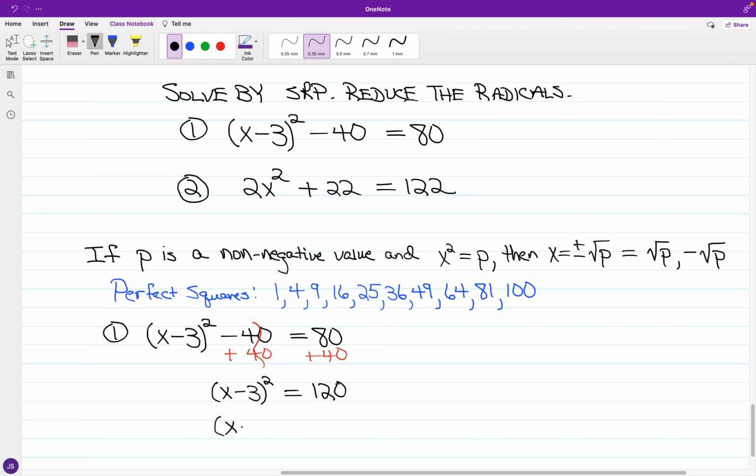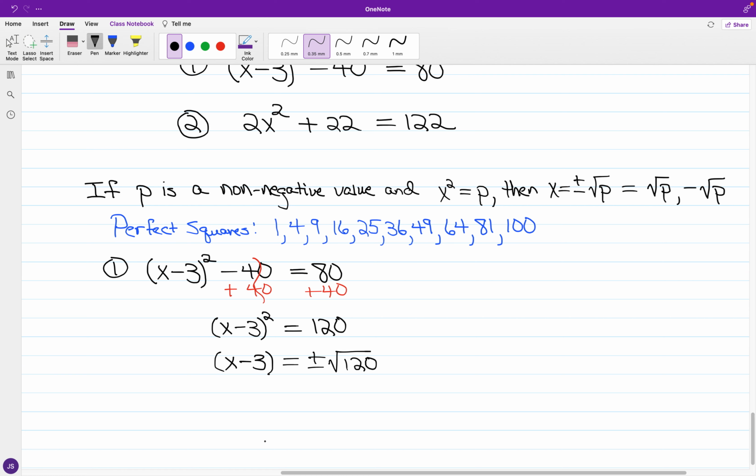And if I go from the square of x minus 3 to x minus 3, to the right would be plus or minus the square root of p, which in this case will be the square root of 120. I don't need the parentheses at this juncture. So x minus 3 right now is equal to plus and minus the square root of 120.